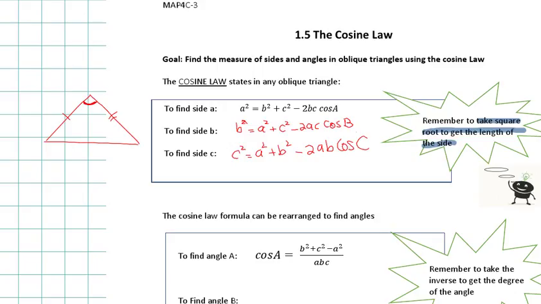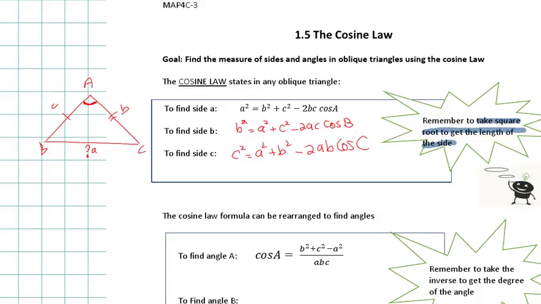Okay? So let's say you know side C, you know side B, and then you know angle A, and you're looking for side A. And you have to use the first formula: a squared equals b squared plus c squared minus 2bc cosine A. So you must have the two sides and the angle between them. We call that the contained angle.